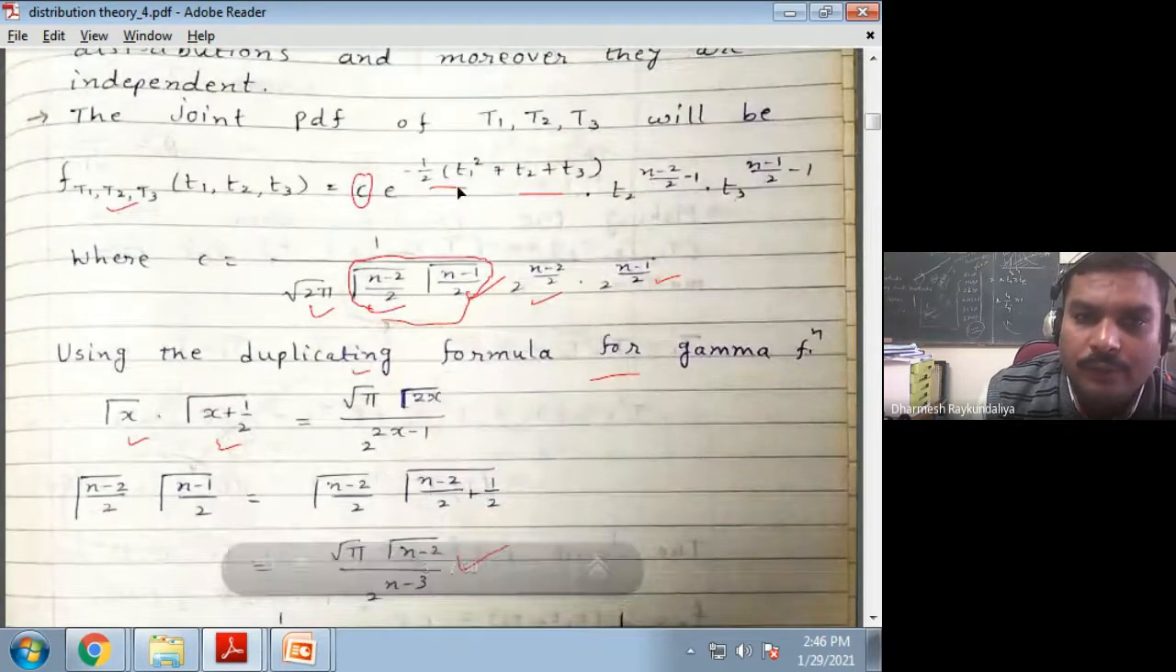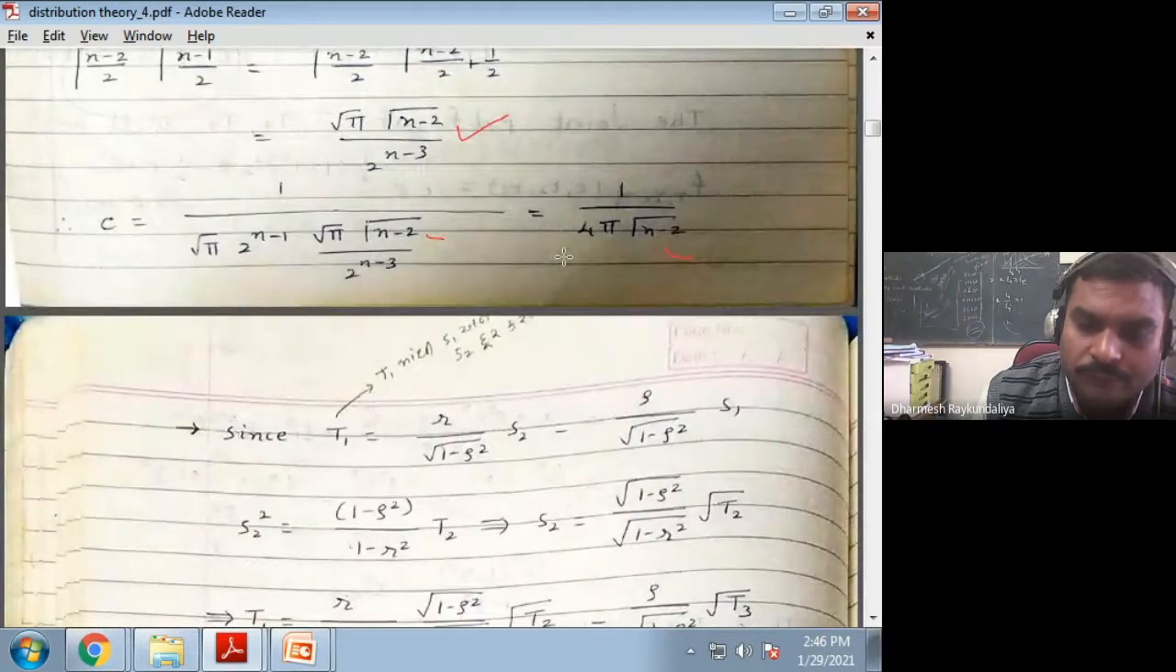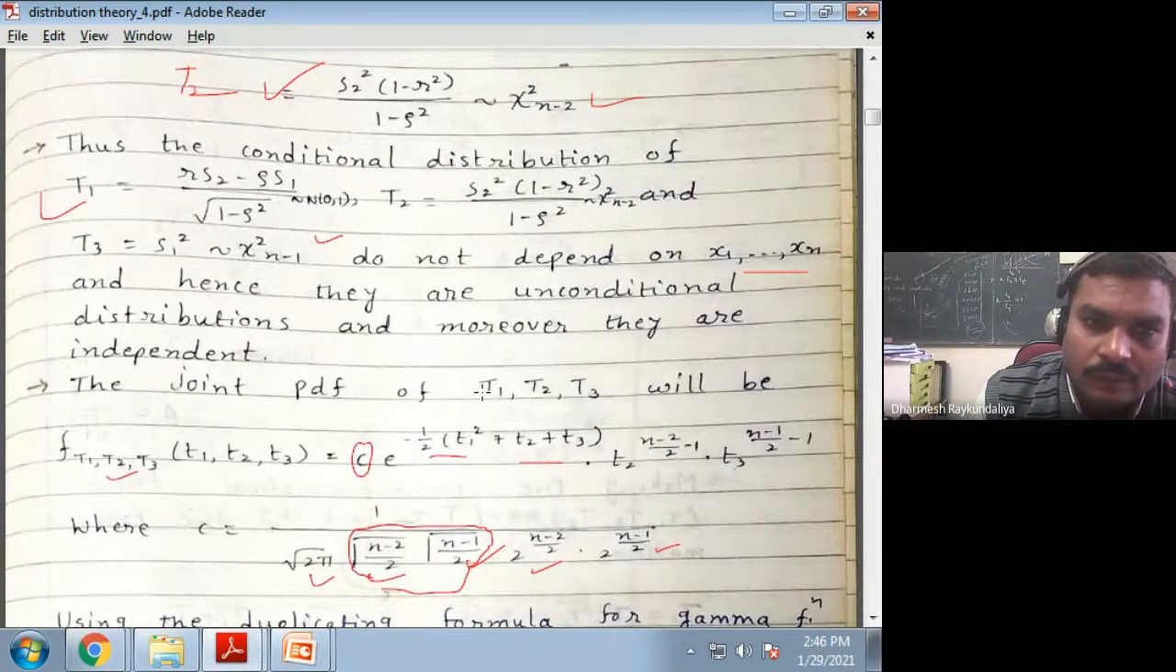Now you have to substitute the values of T1, T2, T3 into the density. So what is the form of T1? We know that T1 is R S2 upon root 1 minus rho square minus rho S1 upon root 1 minus rho square. You can write that; that is what we did.